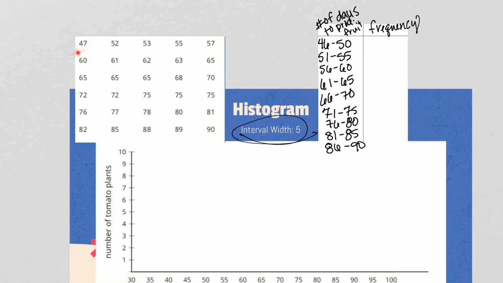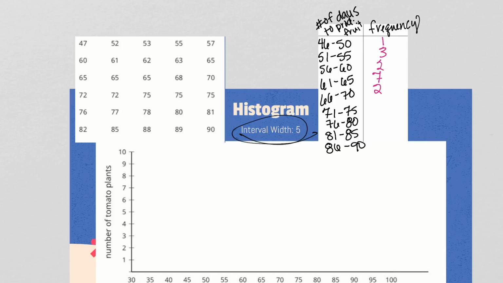So between 46 and 50, we just have that 1, that 47. So we have 1. Between 51 and 55, we have 1, 2, 3. Between 56 and 60, we have 1, 2. Between 61 and 65, we have 1, 2, 3, 4, 5, 6, 7. We have 7. You do have to include every single one if there are multiples of the same number. That's important. All right, from 66 to 70, we have 1, 2.